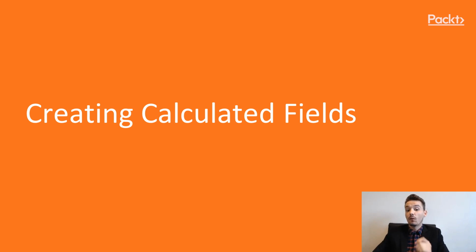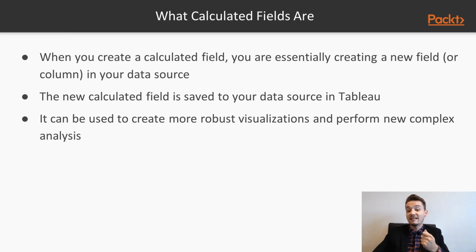In this video, we will explain how to create a calculated field and what are the best ways to use calculated fields. When you create a calculated field, you are essentially creating a new field or column in your data source. Calculated fields allow you to manipulate your data and create new fields from data that already exists in your data source. The new calculated field is saved to your data source in Tableau. It can be used to create more robust visualizations and perform new complex analysis.